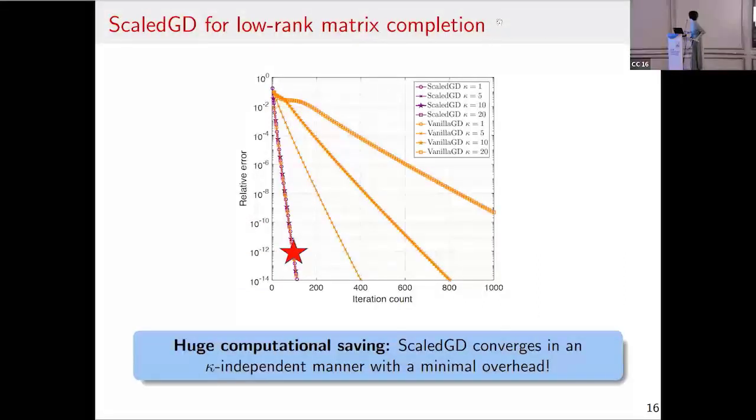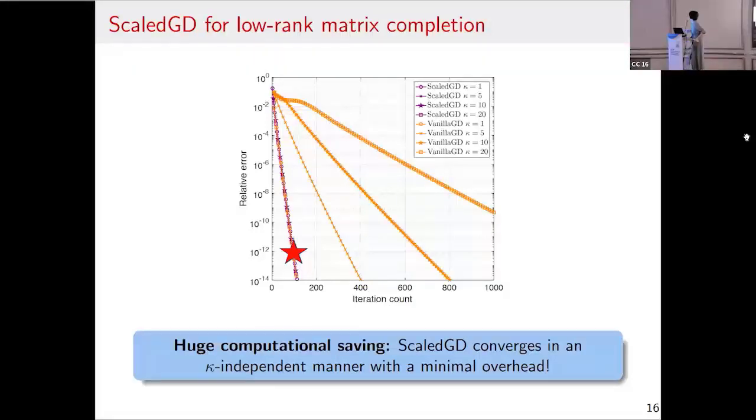Now, how does it perform? Interestingly, when we put this on the toy example we had before, we see that this new algorithm, ScaledGD, actually converges at a condition number independent rate. And all these convergence curves lay perfectly on top of the convergence rate of vanilla gradient descent with a perfect condition number equal to 1. But whenever the condition number is larger, ScaledGD is provably faster.